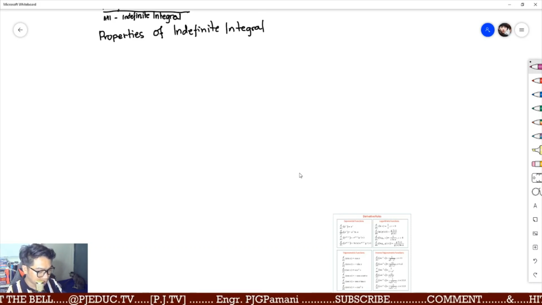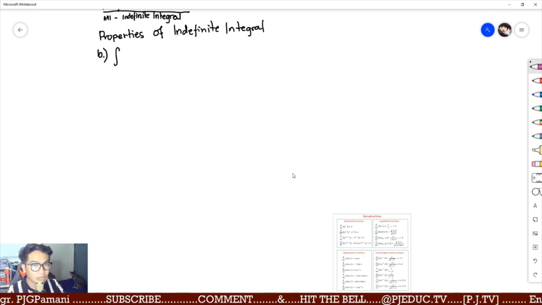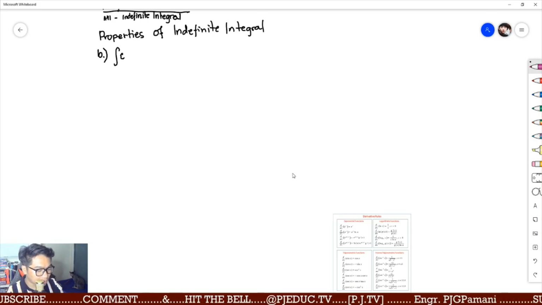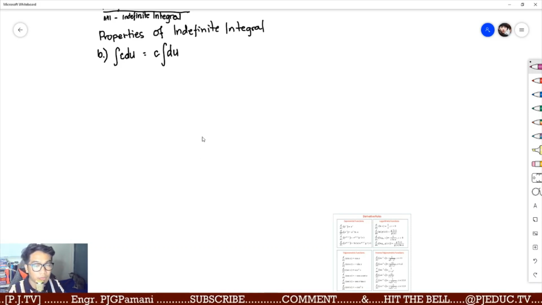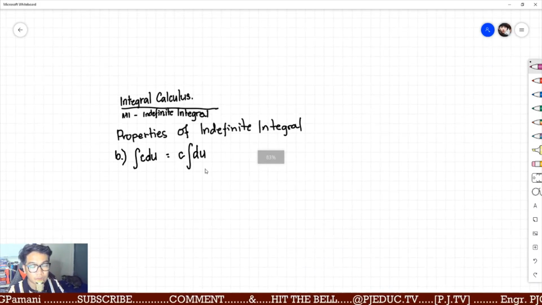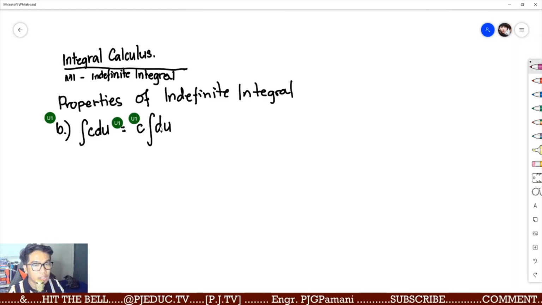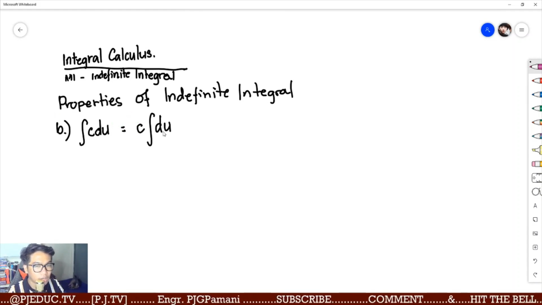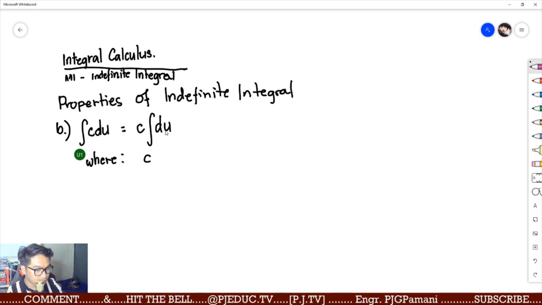Next one. The second property of indefinite integral is that integrating a constant with respect to its derivative form du is basically the constant times the integral of the derivative form. Kung may constant ka sa iyong function, basically tanggalin mo lang si constant sa iyong integrand, then iwan mo sa iyong integrand form yung kanyang form which carries variables. So c here is basically your constant.